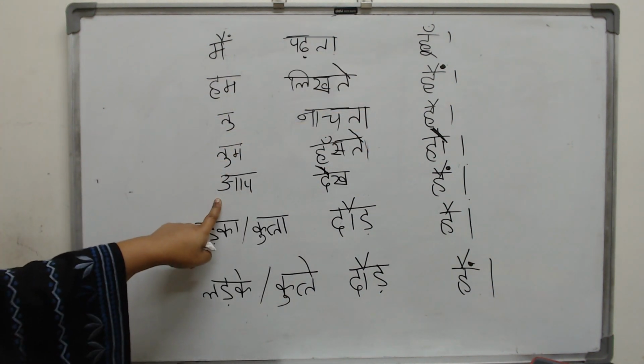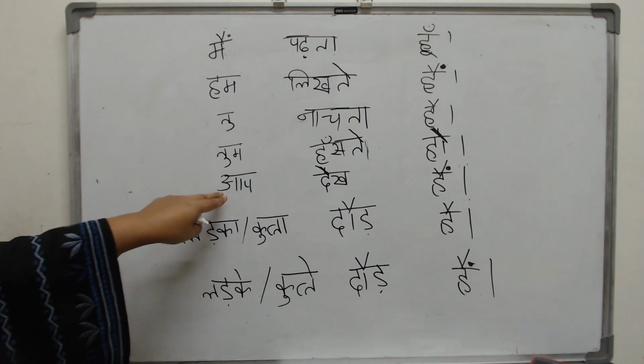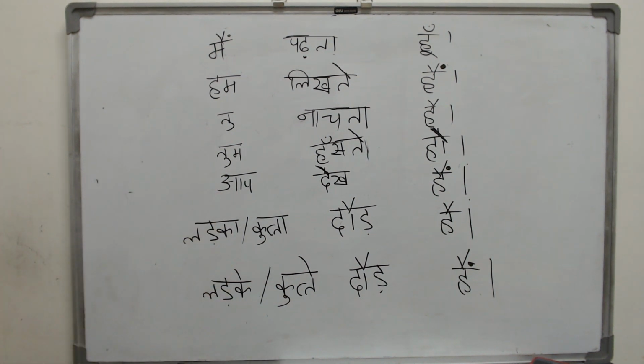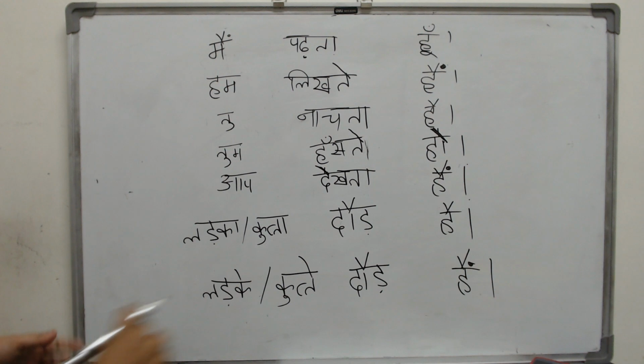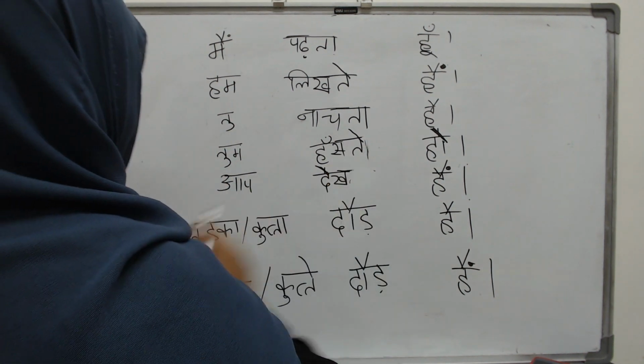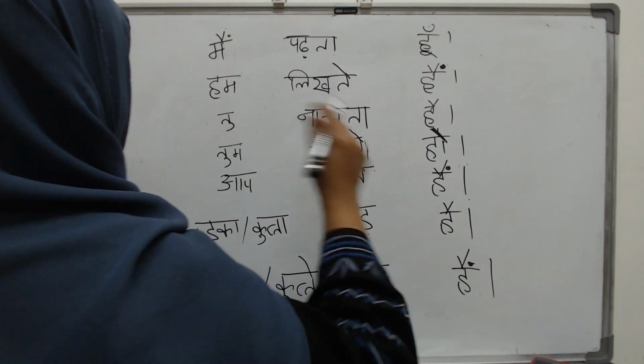Now look at the second thing that also changes. Aap is an older male. He is one single person. But we cannot say dekhta. That is disrespectful. Now we will say aap dekhte hain. We will treat him as a plural.